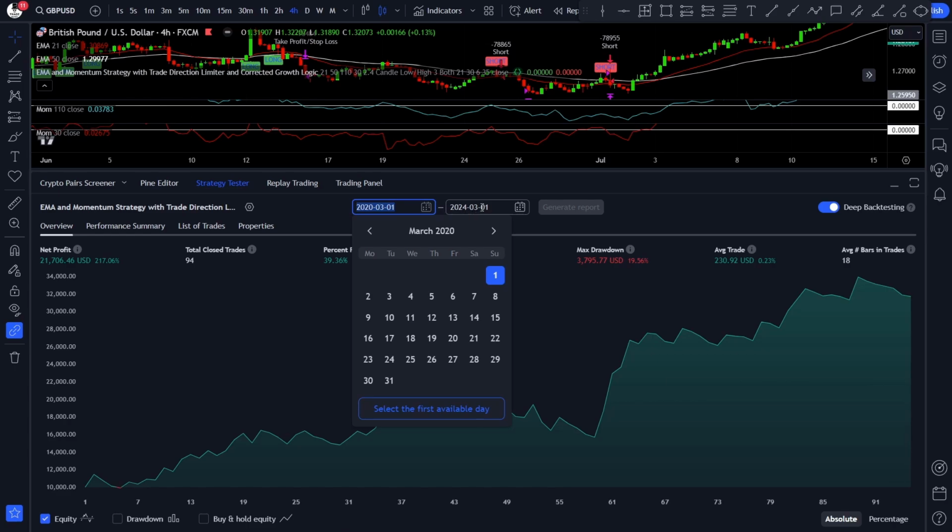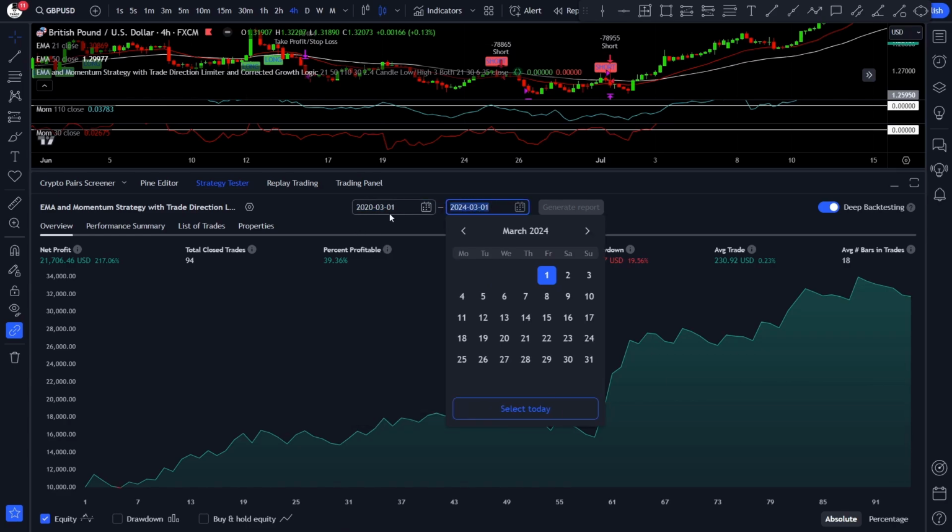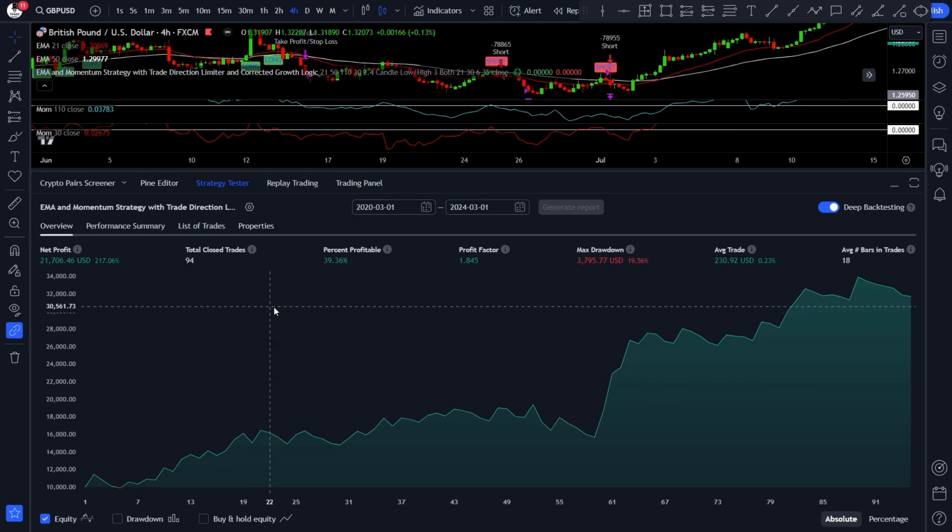This backtest is for the last 4 years of price data, starting on the 1st of March and ending on the 1st of March. During this period, with this optimization, the strategy now took 94 trades, generated 217% net profit with around a 40% win rate, 1.8 profit factor, and just under 20% maximum drawdown. Now these results are much better, however 94 trades is still low in my opinion. But usually when you are trading on higher time frames, you won't get as many trades. For those who are interested, here is the performance summary.